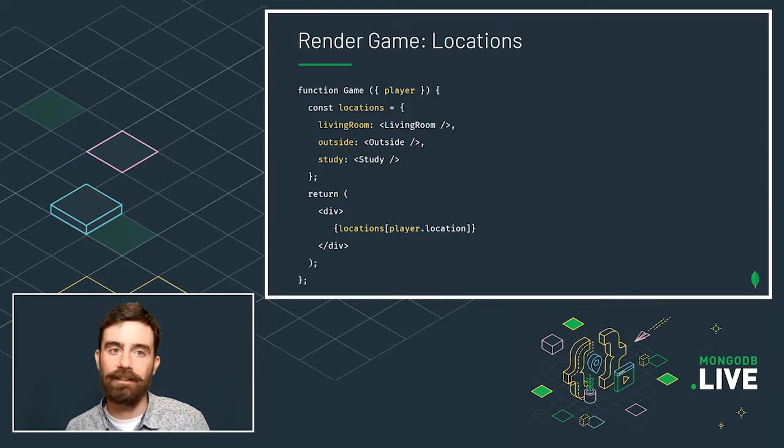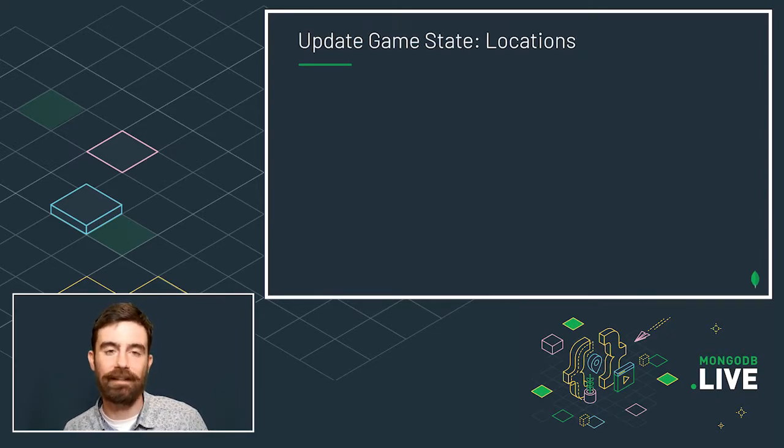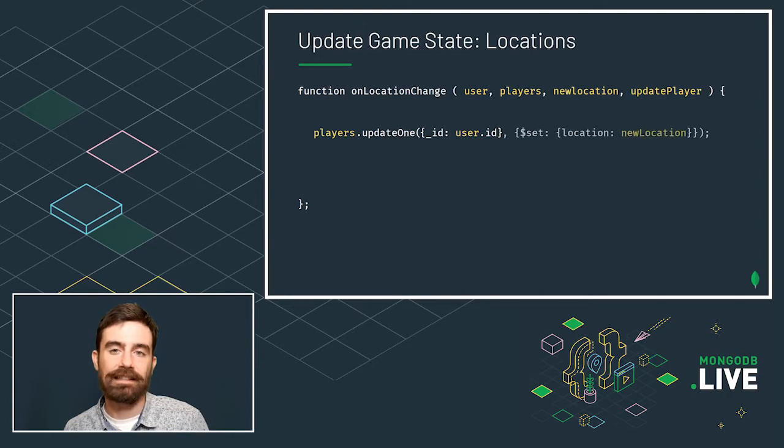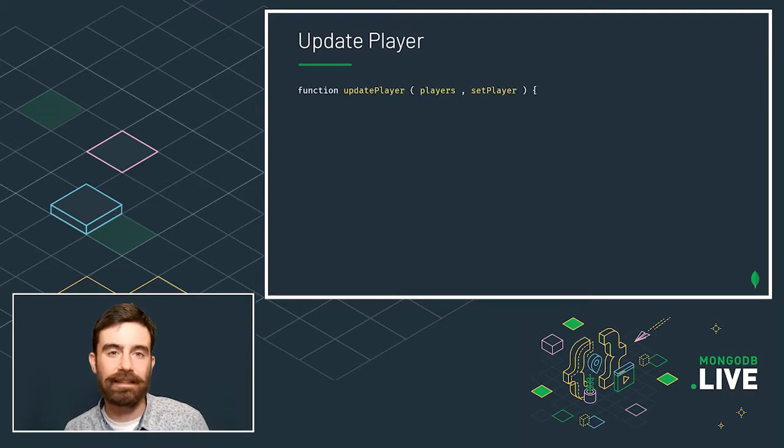But what if we want to change locations? We're going to update our game state. We're going to have some sort of on-click event probably, and we're going to query our collection of players. And we want to update one. This is very similar to MongoDB again that we do in Node.js. So we update the specific document associated with our user, and we set the location to the new location. Now we're going to update our player. But what's updatePlayer? updatePlayer is a function we're going to use throughout.